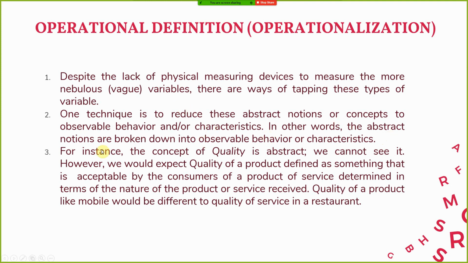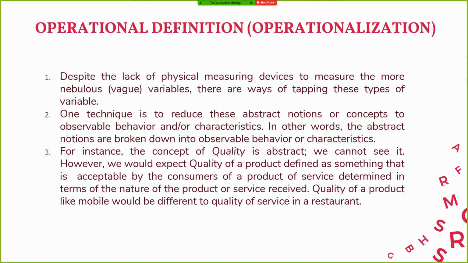In other words, the abstract notions are broken down into observable behavior or characteristics, something that we see in a leader, something that is visible in his behavior. For instance, another example, the concept of quality is very abstract. We cannot see it. However, we would expect quality of a product defined as something that is acceptable by the consumer. Now, how would you define quality?